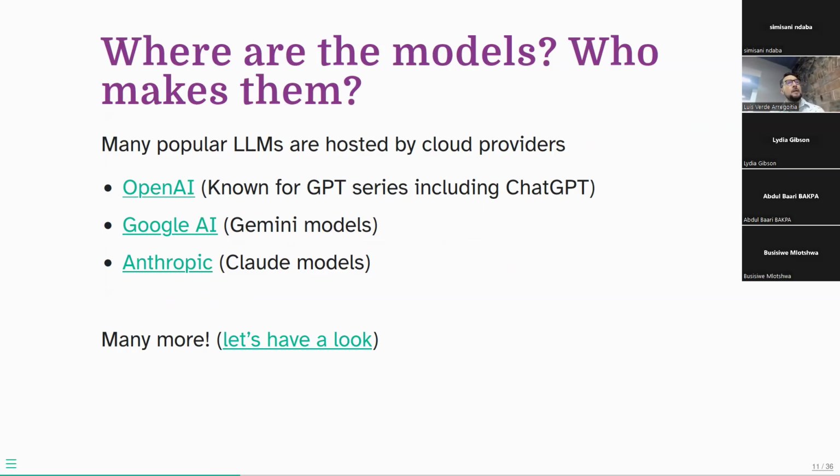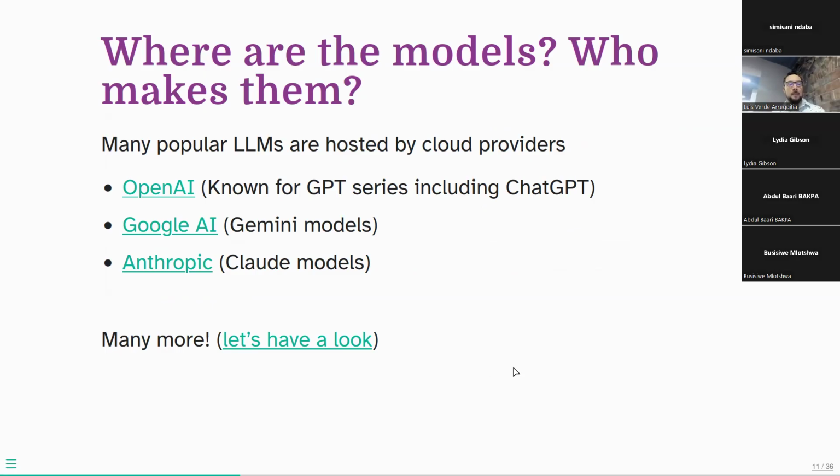Now I've been talking about these large language models, but where are the models and who makes them? I'm listing three popular models here that are hosted by cloud providers. I guess the most popular one is OpenAI, which is known for ChatGPT. Google has its own series of models. The company Anthropic has a series of very popular, very useful models. But there are many more, so let's just have a look.